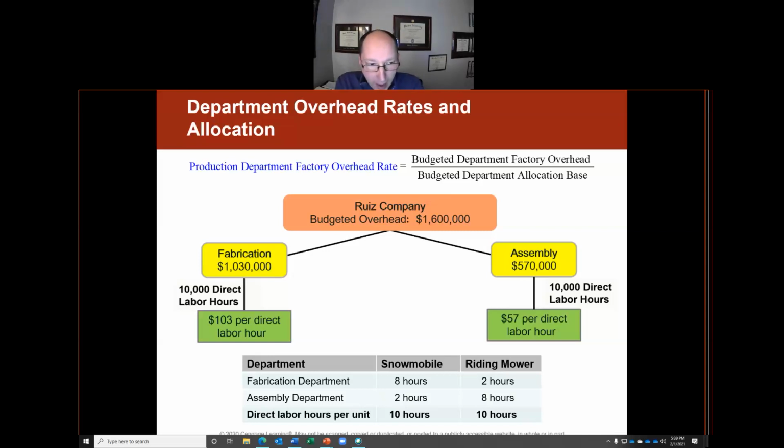Okay, so now we have a little bit more data. How are our 10 hours per unit being allocated? Each snowmobile spends 8 hours in the fabrication department and 2 hours in the assembly department to get to the 10 hours per unit for the snowmobile. The riding lawnmower, on the other hand, spends only 2 hours in fabrication and 8 hours in assembly. You can already see where we're going with this, right? We can break it down to the point of allocation for each department and for each unit.